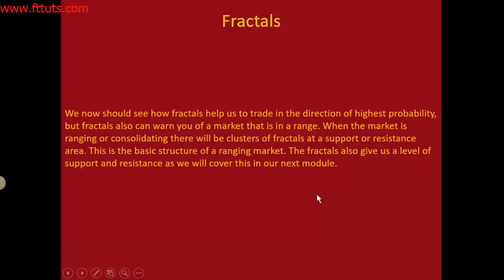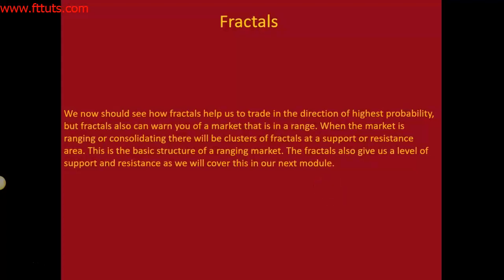So we now should see how fractals help us to trade in the direction of highest probability. But fractals can also warn us of a market that is in a range. So when the market is ranging or consolidating, there will be clusters of fractals at support or resistance areas. This is the basic structure of a ranging market. The fractals also give us a level of support and resistance, which we'll cover in our next module, support and resistance.